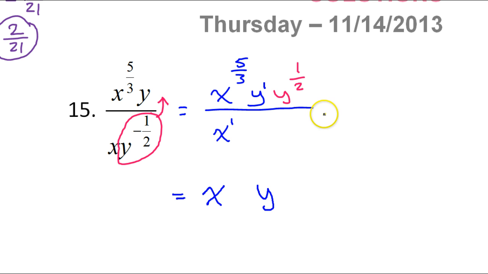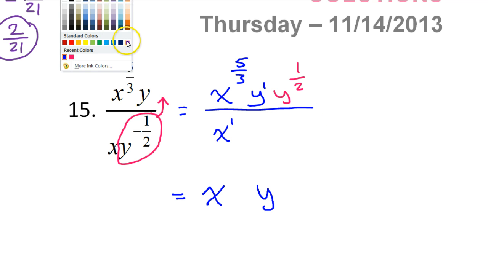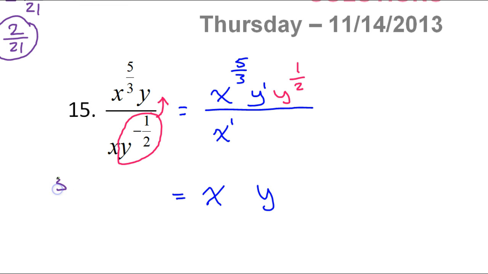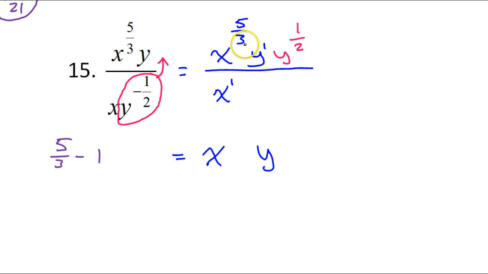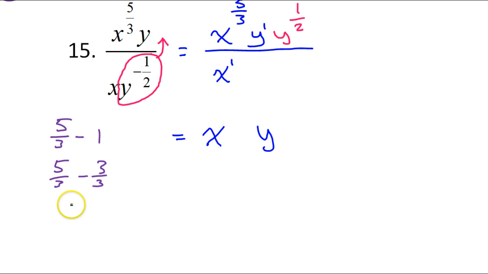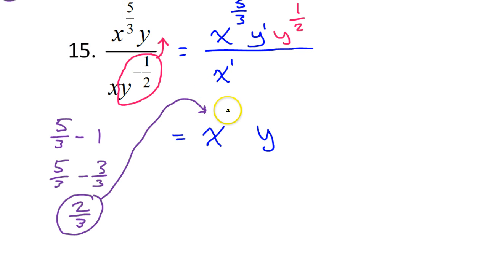So, off to the side, I'm going to do my 5 over 3 minus 1, because I'm subtracting these. So that's going to be 5 over 3 minus 3 over 3, because 3 over 3 is 1. So 5 minus 3 is 2, so that'll be 2/3. So on the x here, I'm going to have x to the 2/3 power.